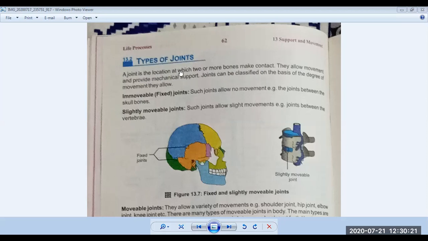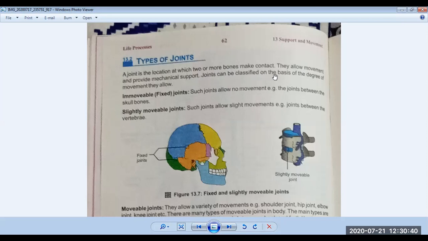A joint is the location at which two or more bones make contact, where they are joined with each other. So they allow movement and provide mechanical support.